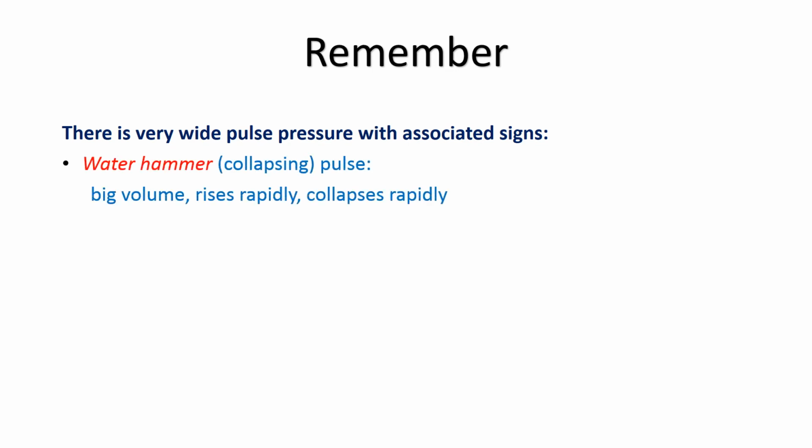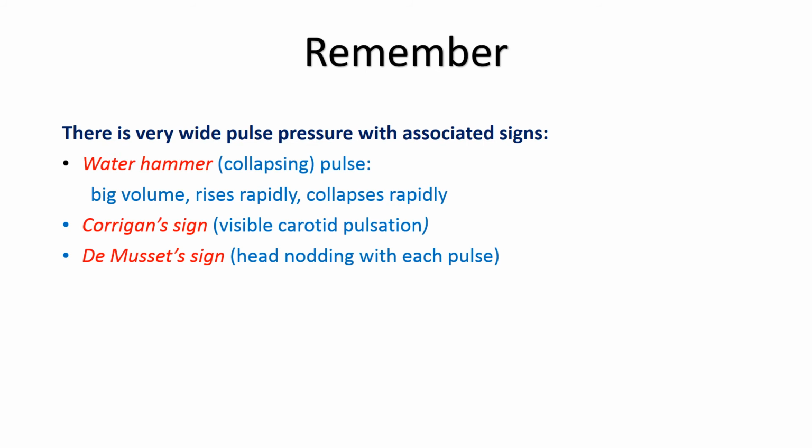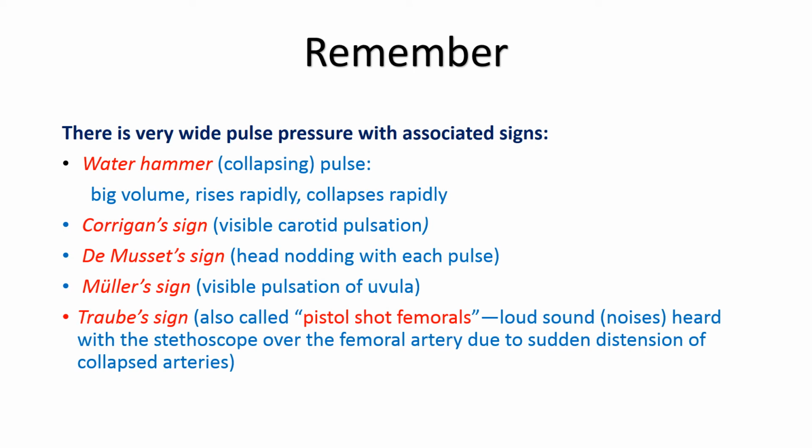Water hammer, collapsing pulse: big volume, rises rapidly and collapses rapidly. While Corrigan sign is visible carotid pulsations, De Musset sign is head nodding with each pulse. Muller sign is visible pulsation of the uvula. Traube sign, also called pistol shot femoralis, is loud sound noises heard with the stethoscope over the femoral artery due to sudden distension of collapsed arteries. While Quincke's sign is visible capillary pulsation in the nail bed.